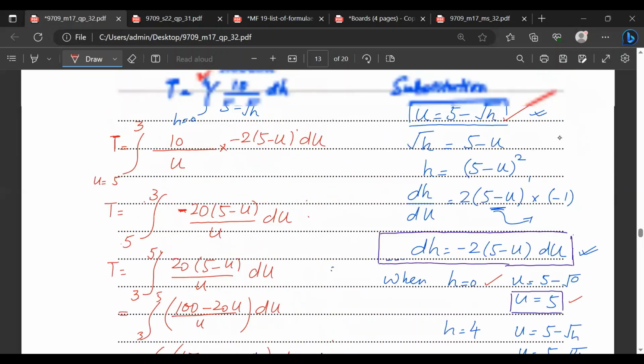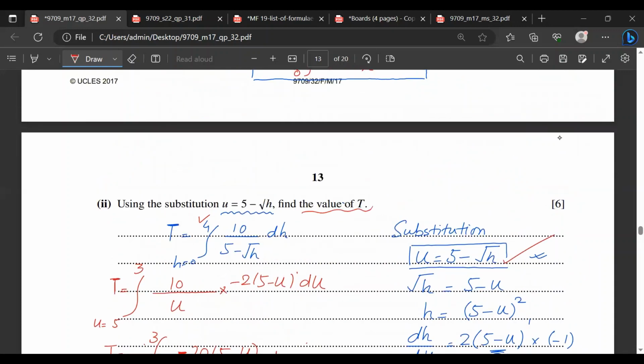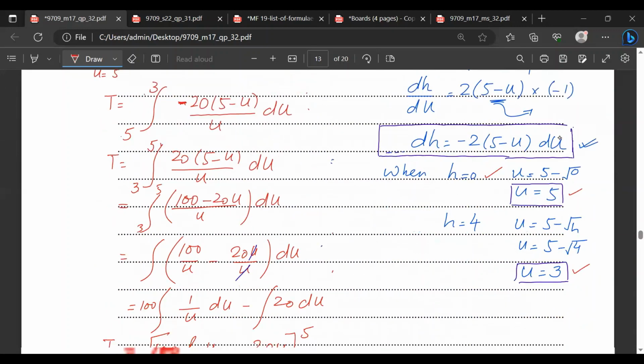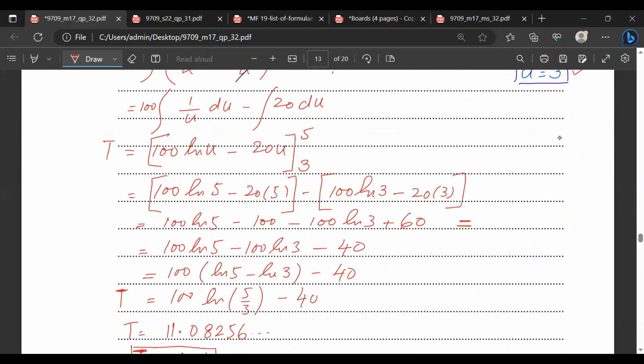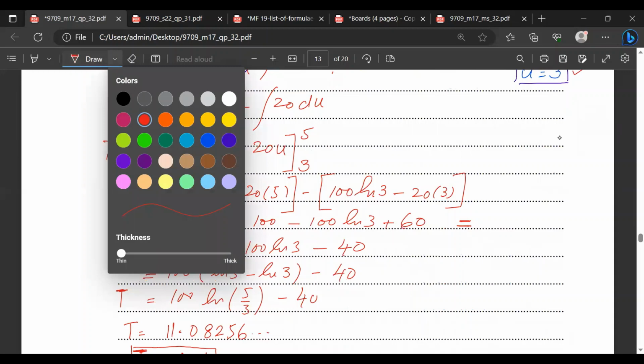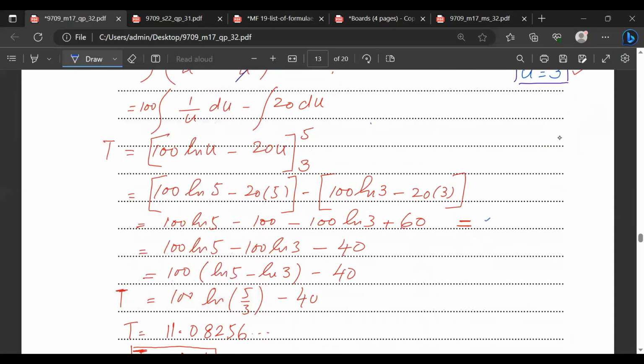The question was to find the value of t. So we find the value of t, and yes, t is here. Or you may use the calculator right at this stage and get the answer: 100 natural log of 5 minus 100 natural log of 3 minus 40. Yes, the answer is 11.1.